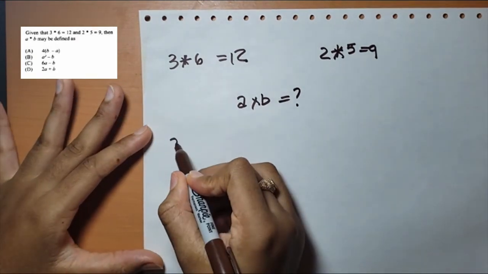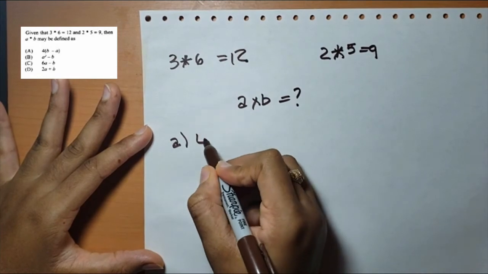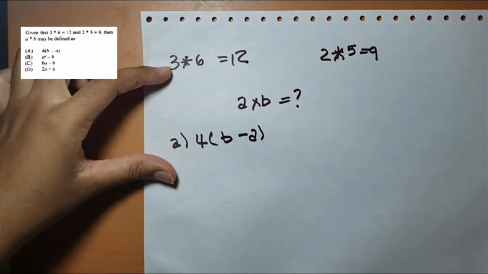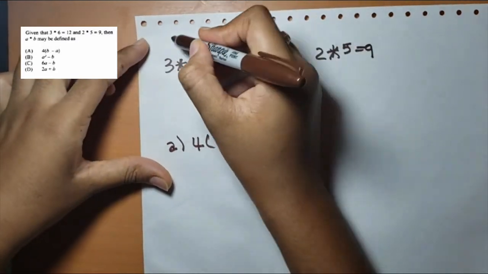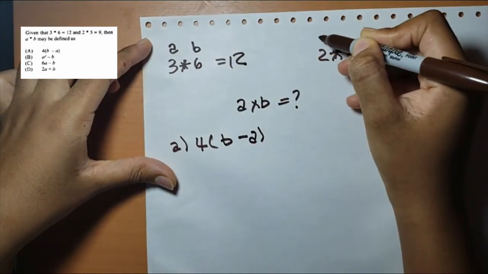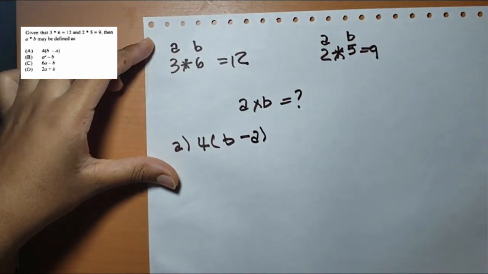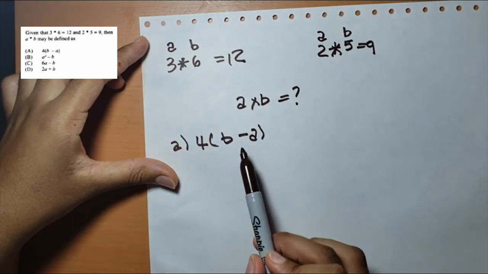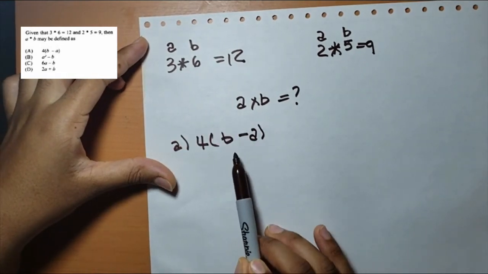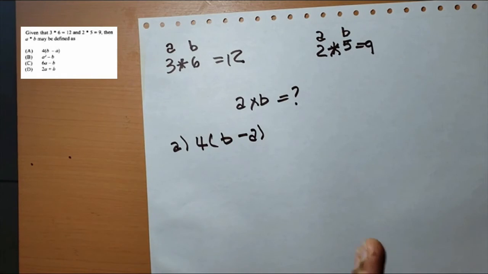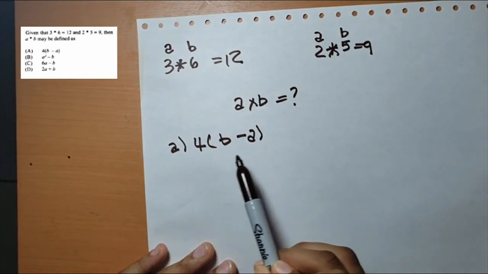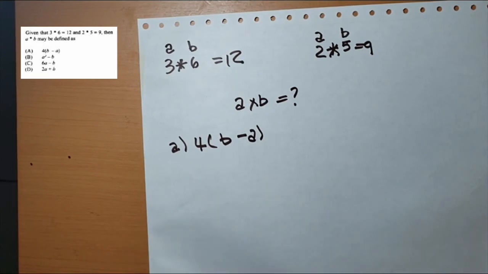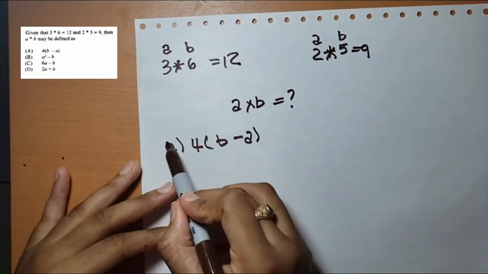The first one, option A, you have 4 open bracket B minus A. Let me just write them above: this would be the A and this would be the B. So you would have 4 times, B minus A would be 3. So 4 times 3 gives 12. Okay, so it works for the first one. Does it work for the second one? B minus A would be 3. 4 times 3 does not give 12. So therefore A is out.